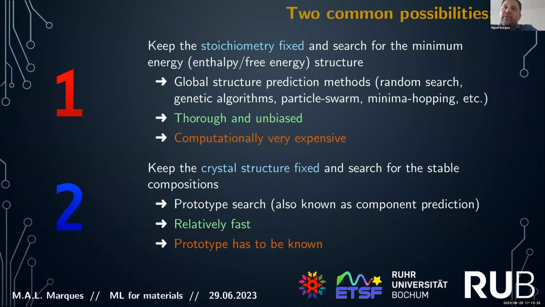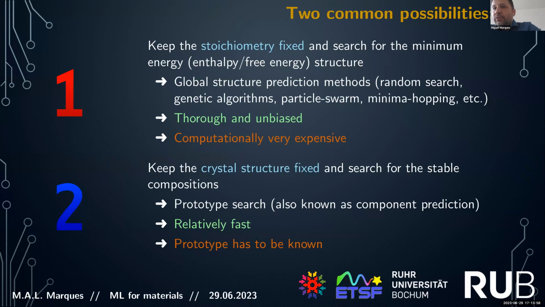This can be done using what's called global structural prediction methods. There are many of them by now. They are very successful in some fields. For example, the high TC superconductors that were found at very high pressures. They were all, or in most cases, found theoretically using these methods and only then experimentally produced. They are very thorough and unbiased, but they're computationally very expensive. So using these methods, at the moment, we cannot explore the whole chemical space.